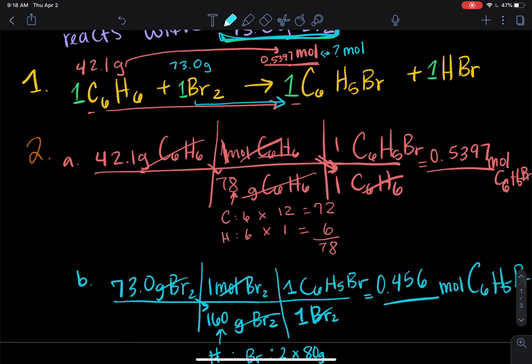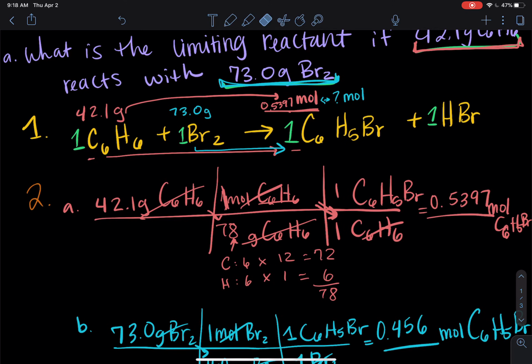0.456. So we just solved for this question mark up here, so I'm going to go erase it, and I'm going to fill it in. I need more space. 0.456 moles. All right, so now what we do.